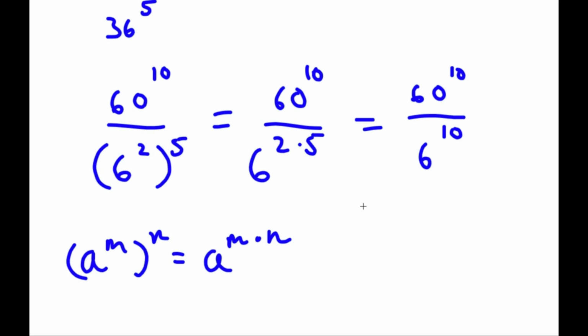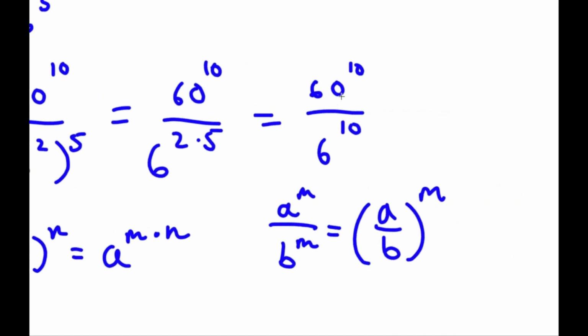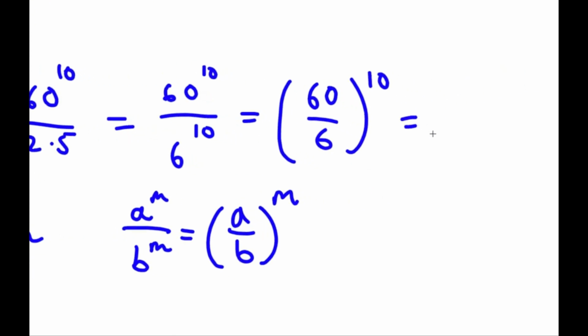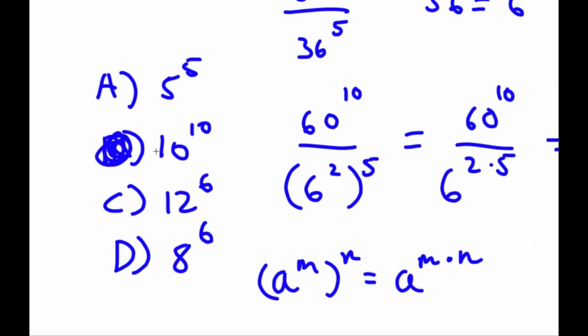And now another property of exponents is that if I have something in the form a to the power of n over b to the power of n, this is the same thing as a over b to the power of n. So 60 to the power of 10 over 6 to the power of 10, this is going to equal 60 over 6 to the power of 10. And 60 over 6, that is simply equal to 10, so I have 10 to the power of 10. And if you check the multiple choice, the answer for this is B.